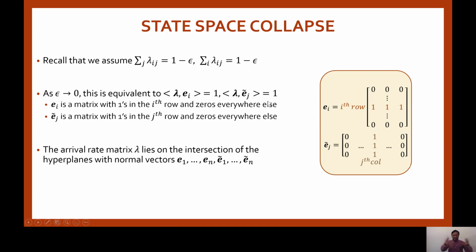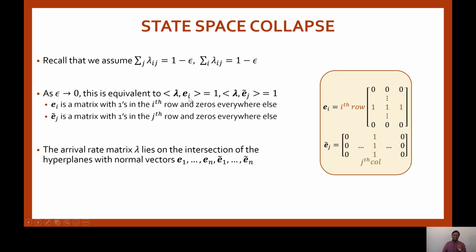Now if we think of the capacity region, which is a polytope, these are essentially the equations. These 2n equations are the equations of the facets. And the e's and e tildes are the normal vectors of these facets. Essentially, in the limit, we are approaching a point that's at the intersection of these 2n facets. And so the arrival rate lies at the intersection of all these facets, and the collapse happens to the cone spanned by these 2n vectors.